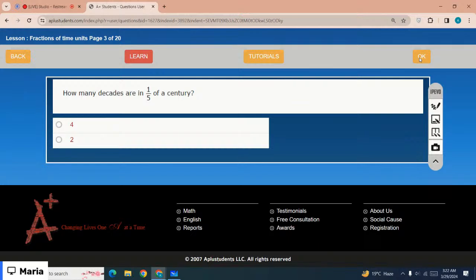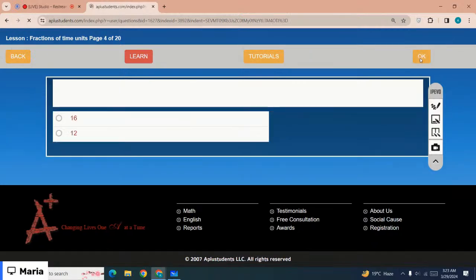Okay, how many decades are in one fifth of a century? So which is the correct option? Yes, that is 2, because in a decade you have 10 years. So you have to do 1 by 5 times 10, that is 2. The correct option is 2. Got it?